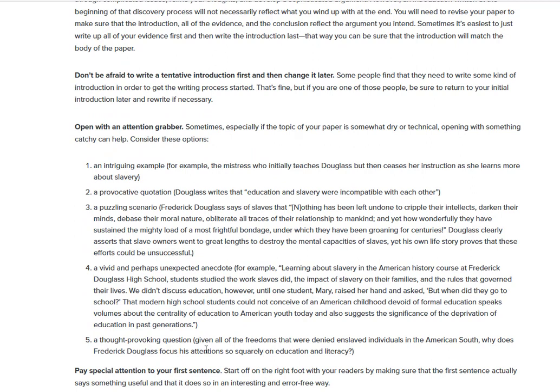And here you have different kinds of hooks. Open with an attention grabber. Sometimes, especially if the topic is really boring or technical, your hook needs to be really catchy. So here you have different kinds of hooks. You could have an intriguing example. You can have a provocative quotation. You can have a puzzling scenario. You could have a vivid and perhaps unexpected anecdote, or you could have a thought-provoking question.